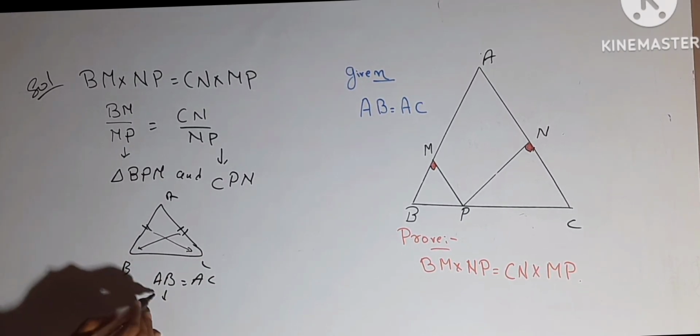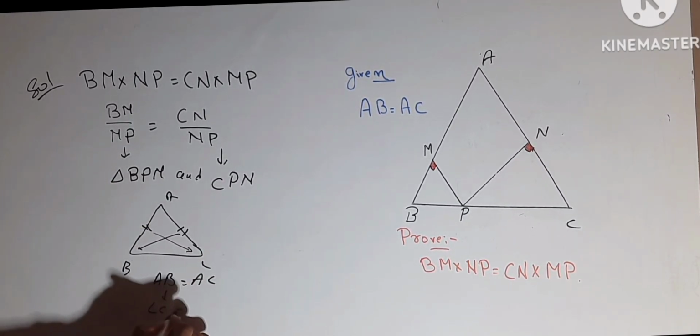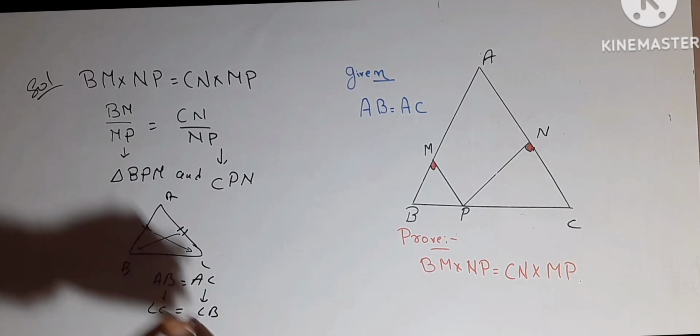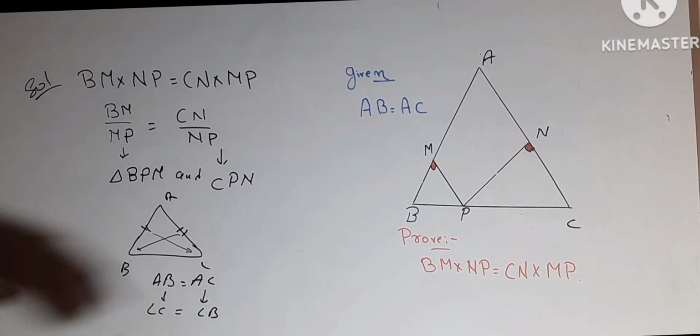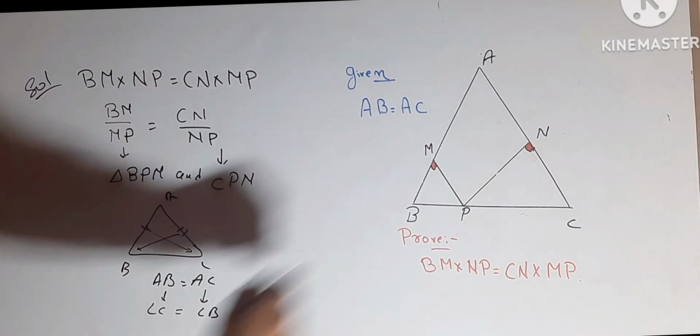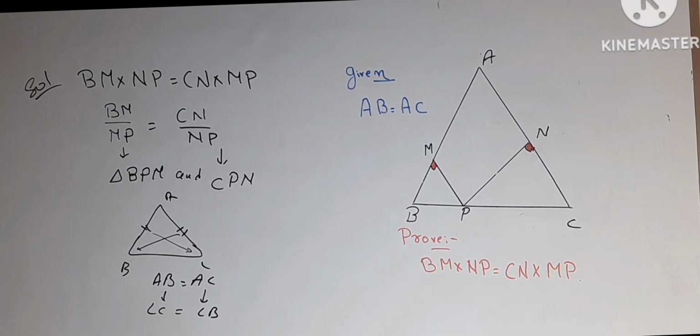Okay, so the angle opposite to AB is angle C. So angle C equal to angle B can be written. Yes, sir, we can write. So now you see angle C and B are lying in the triangle. What did they give you? Angle B is there, angle C is also there. So we can use that property.